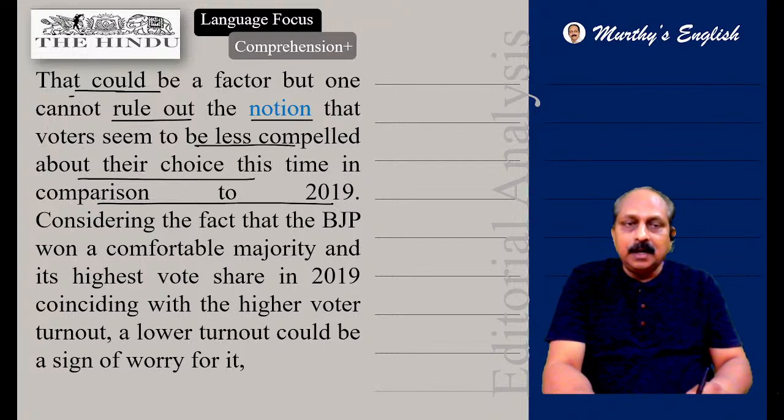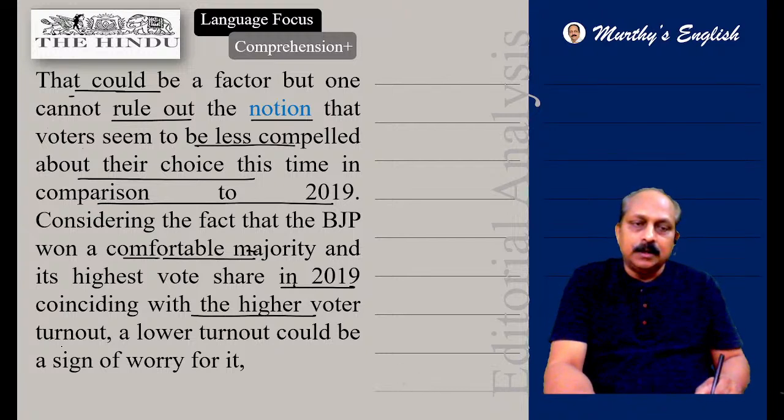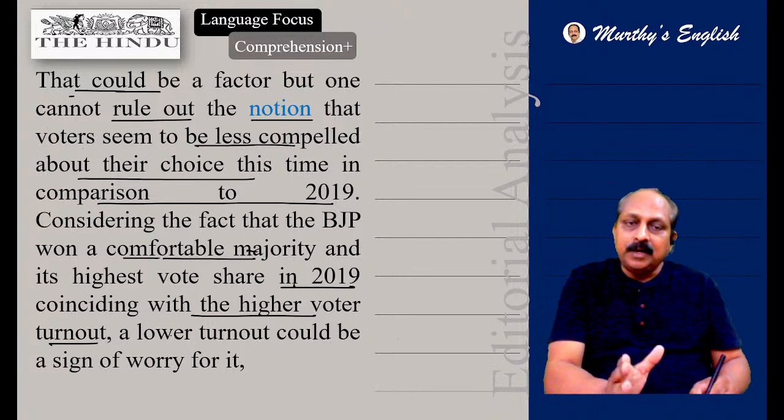For another idea, what is that? Voters seem to be less compelled, less forced about their choice this time in comparison to 2019. Considering the fact that the BJP won a comfortable majority and its highest vote share in 2019, which party? The BJP, coinciding with the higher voter turnout. Last time the BJP had the highest vote share, it got a comfortable majority, and it coincided or corresponded with higher voter turnout. A lower voter turnout this time could be a sign of worry for it.